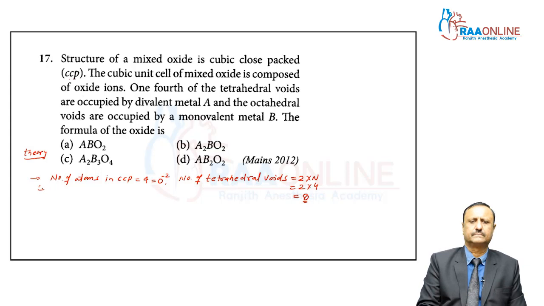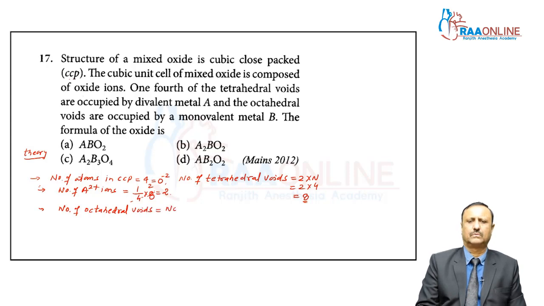Now we can see the number of A2+ ions, that is equal to 1 upon 4 into 8, and when you divide this, you get 2. Number of A2+ ions is equal to 2. Now we can see the number of octahedral voids, that is equal to the number of B+ ions, and that is equal to n, that is equal to 4.